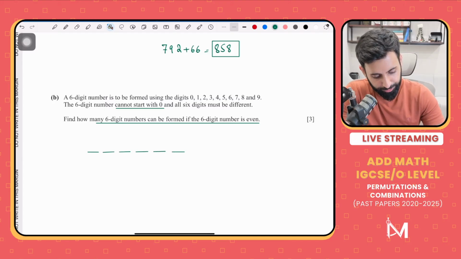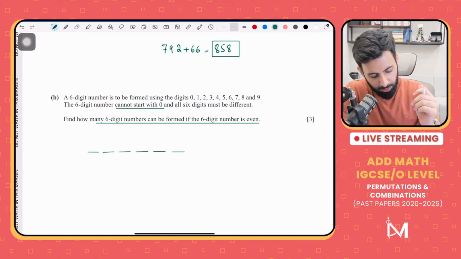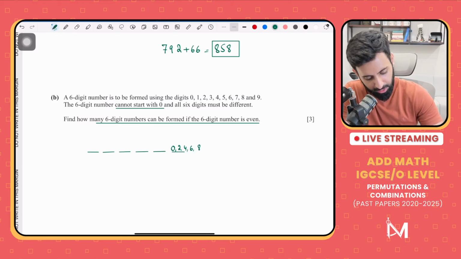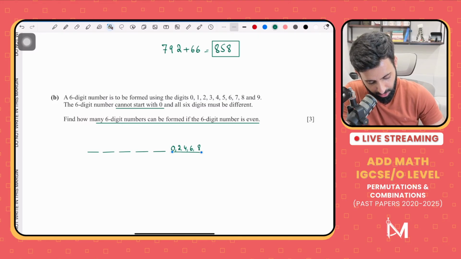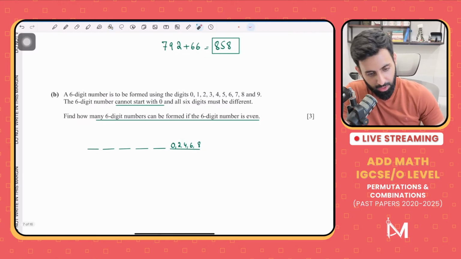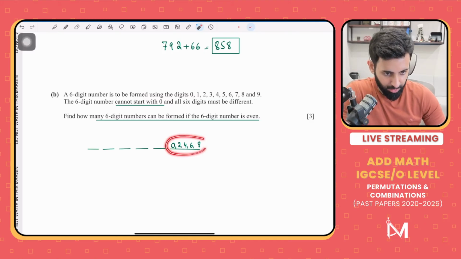And also keep in mind that the number is even. So if the number is even, you could have 0, 2, 4, 6, or 8 as the last digit. But here's the problem. The problem is that at a time, there's only going to be one number here.